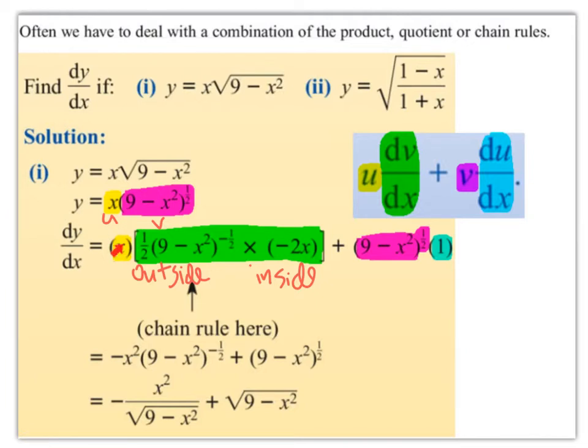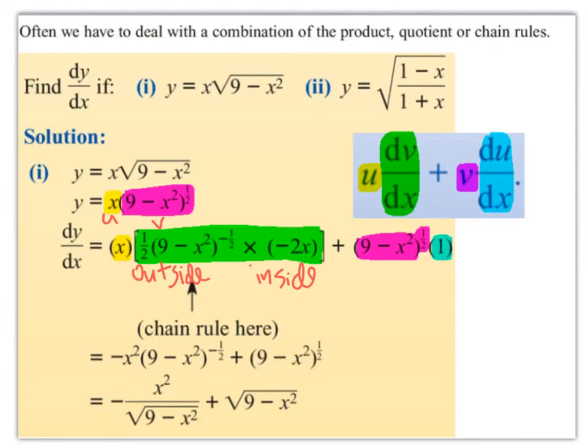So x multiplied by a half multiplied by minus 2x gives us minus x squared. So let's have a look at why that is. Well, a half times minus 2 is minus 1. So minus 1 can be just written as minus. And x times x is x squared. And then we just stick on the 9 minus x squared raised to the power of minus a half. Then we bring down the plus. And 9 minus x squared raised to the power of a half multiplied by 1 is just 9 minus x squared raised to the power of a half.